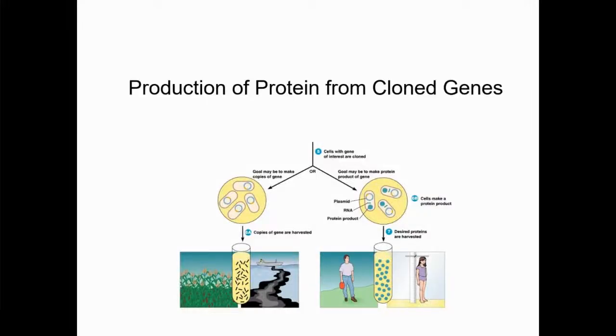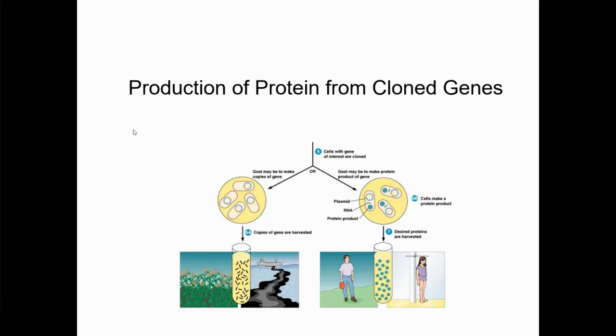Okay, yesterday we discussed how to use the vector to clone the gene and then to reproduce the gene of interest that we cloned. And today we will discuss the production of protein from the cloned gene. To produce the protein from the cloned gene, we have to use a specialized vector. So that's what we're going to discuss.